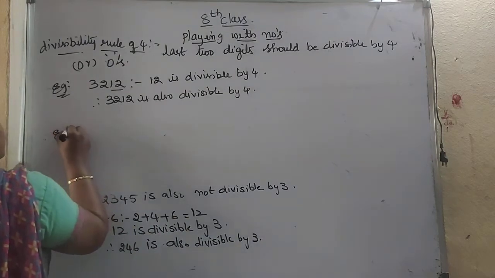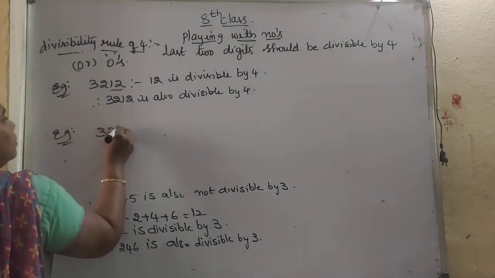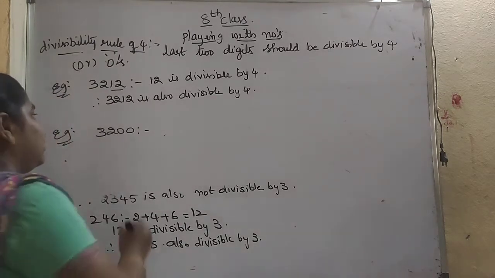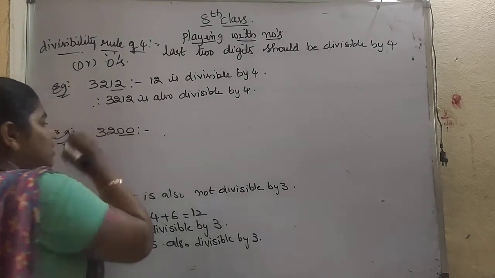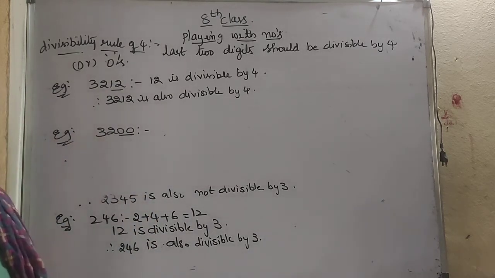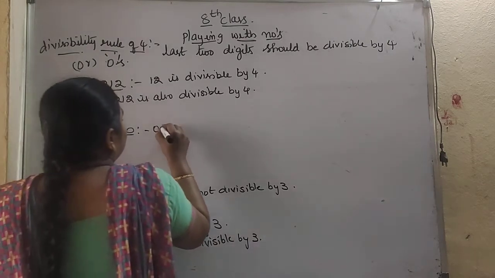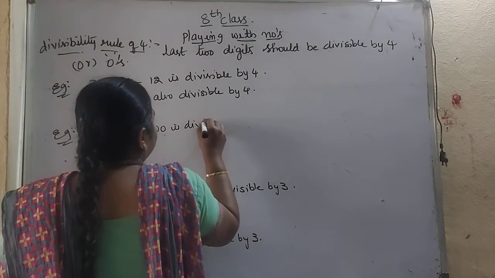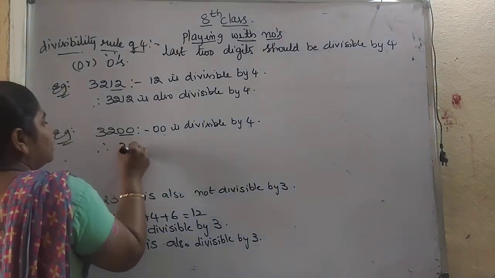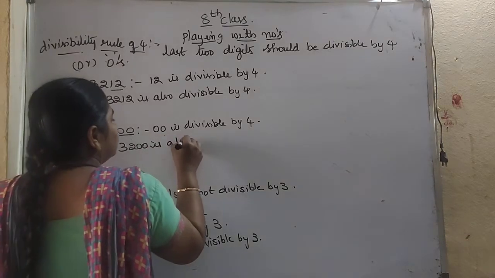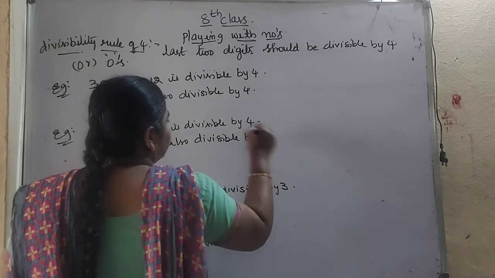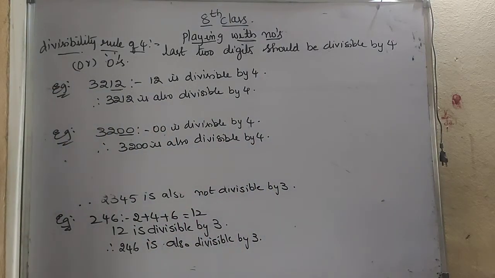So here, for example, I am taking 3200. What are the last two digits here? The last two digits are zeros. So you can say 3200 is also divisible by 4, because 0 is divisible by 4. Therefore, 3200 is divisible by 4. So this is the divisibility rule of 4.